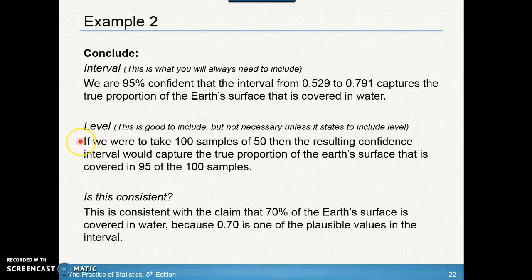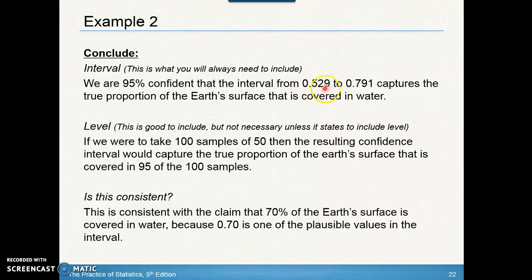Now, the level you don't have to interpret unless the question asks you to. So if we were to take 100 samples, 95 of the resulting confidence intervals would capture the true proportion of the Earth's surface that's covered in water. And then to check whether or not it's consistent, remember the goal of creating a confidence interval is to capture the true proportion. So anywhere between those two numbers, the true proportion could lie.